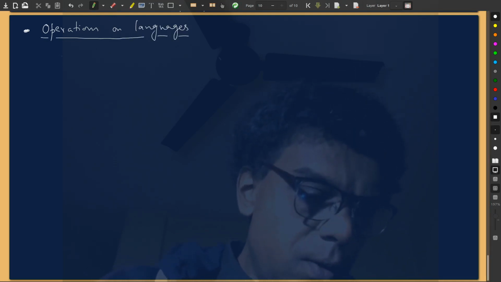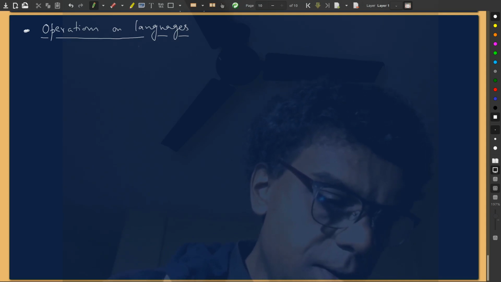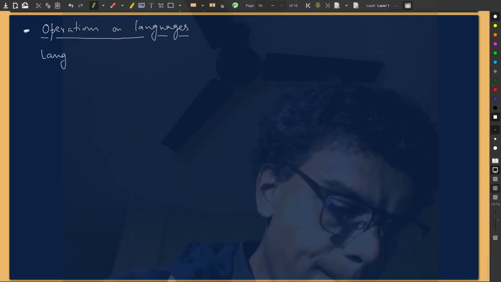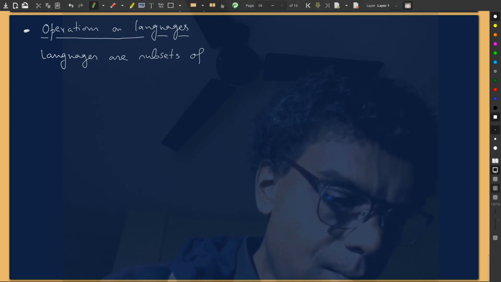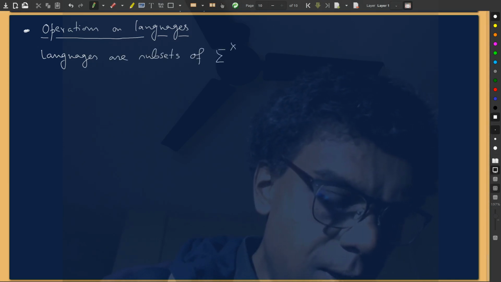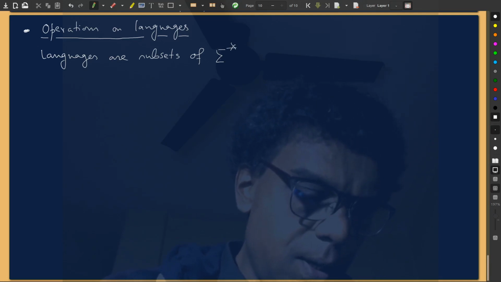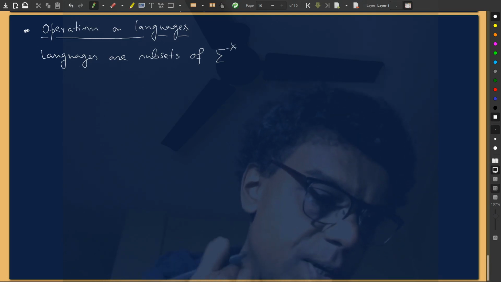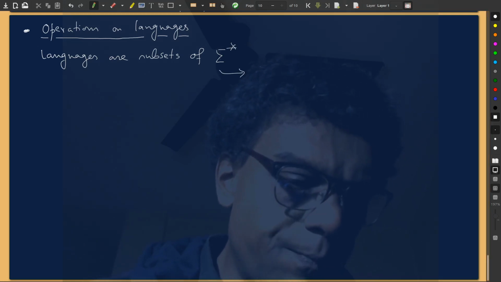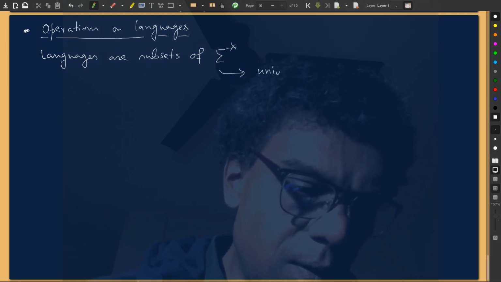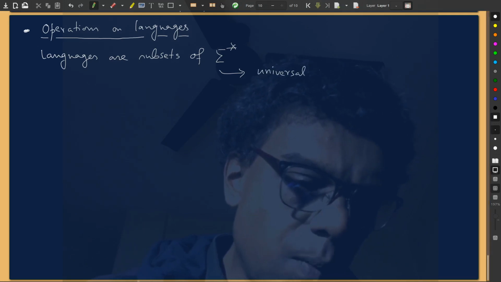Okay, so languages are nothing but sets. In fact, when we fix the input alphabet sigma, all languages are subsets of sigma star. So this sigma star acts as the universal set when we talk about all languages over sigma.